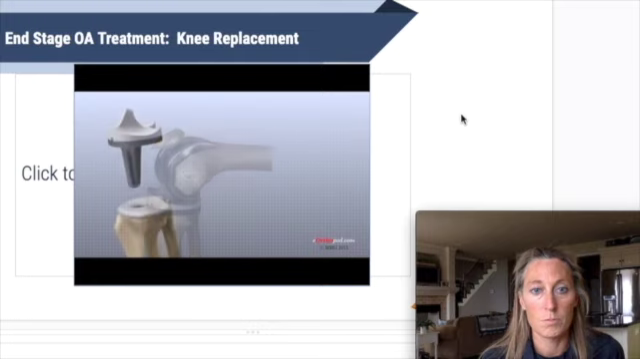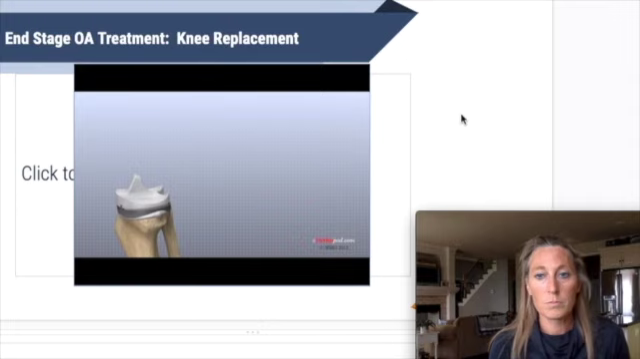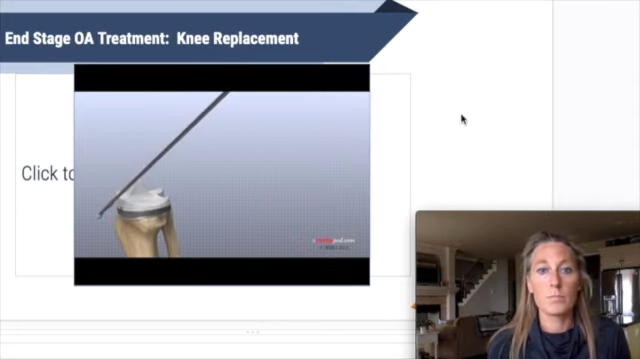In some cases, a special cement is used to attach the metal components to the bone. This cement is placed between the bone and the metal as the component is pressed into place. Excess cement squeezes out the side and is removed. The cement hardens quickly, usually in less than 10 minutes.